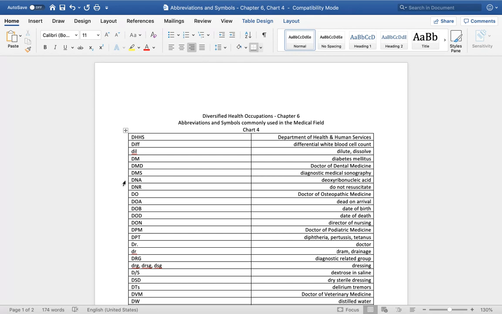Next is deoxyribonucleic acid. This is your DNA. This is all of the genetic material is roped in your DNA. Okay, when your cells go through mitosis or meiosis, which is cell division, this DNA is actually replicated and split into two separate cells.